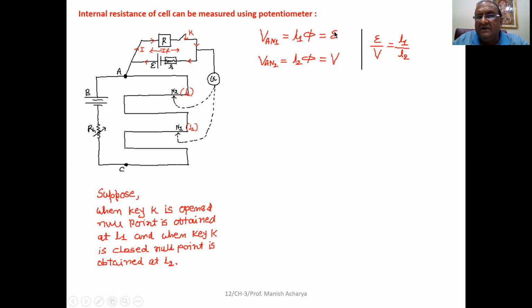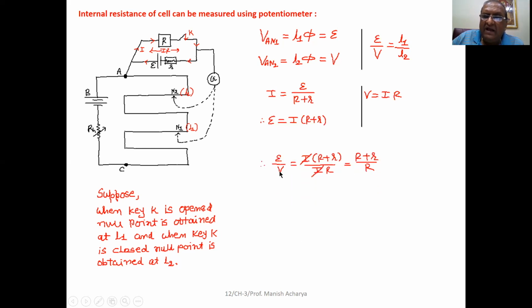Now suppose here we take the ratio E to V, then simply you can write E by V is L1 upon L2. Now what is this current? That is I equal to E upon R plus r. So we can write E equal to I into (R plus r), and terminal voltage V equal to IR, that is the potential difference across the resistance also. Now if we substitute these two values of E and V in this particular equation, then E by V is I into (R plus r) upon IR.